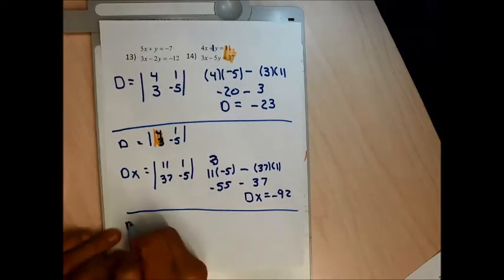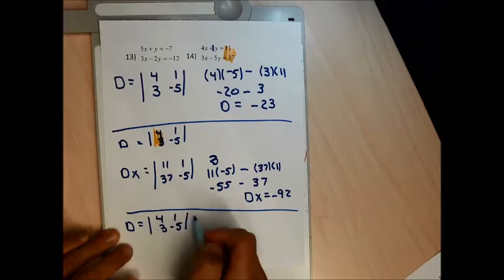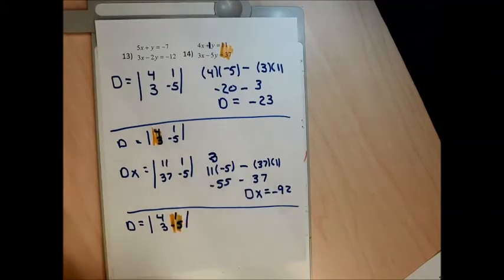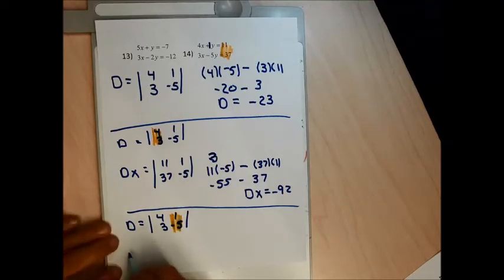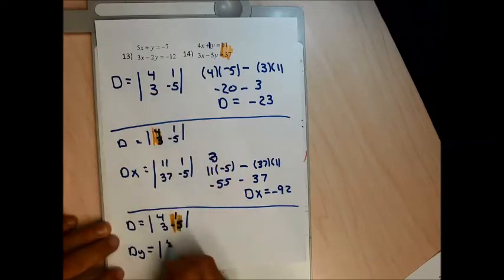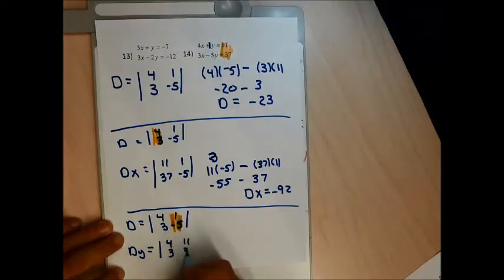Now I need to do D sub y. So I'll look at the D determinant, which is 4, 3, 1, and negative 5. And I'm going to change the numbers in the y column to give me the numbers in the equal column. So I'm going to leave the D determinant's x column, 4 and 3. I'm going to change the y column to 11 and 37.